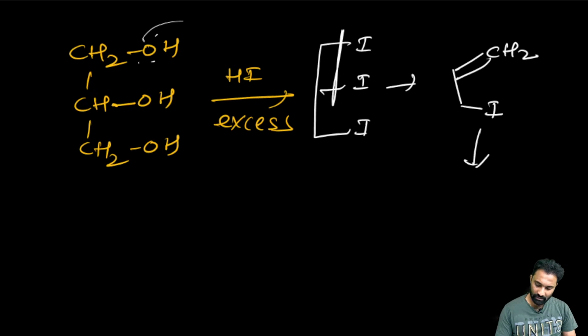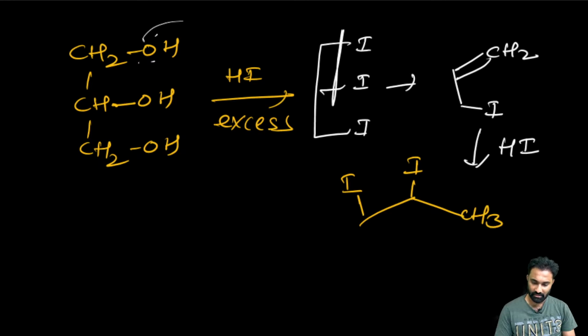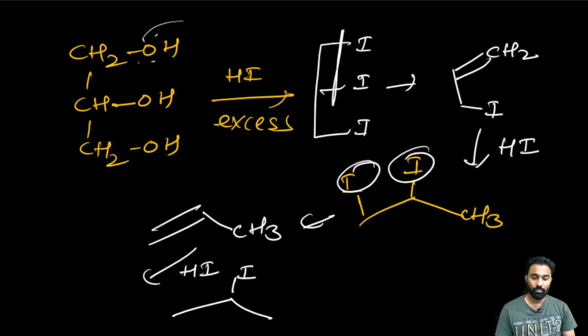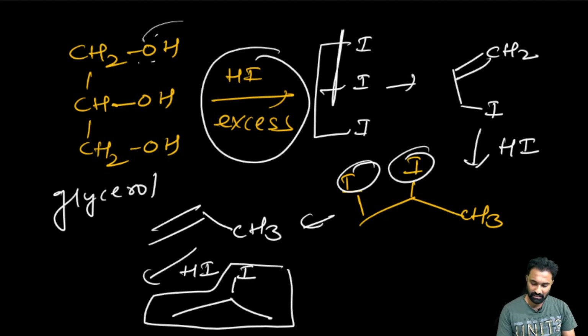Then, since excess HI is in the solution, HI will act again: here the iodine and here the iodine will form, and here it is a CH3. Again two adjacent iodines are unstable, so it forms the CH3 again. With excess HI still in the solution, it will form 2-iodopropane. Whenever glycerol with excess HI is given, you have to be very careful. 2-iodopropane is the answer, right?